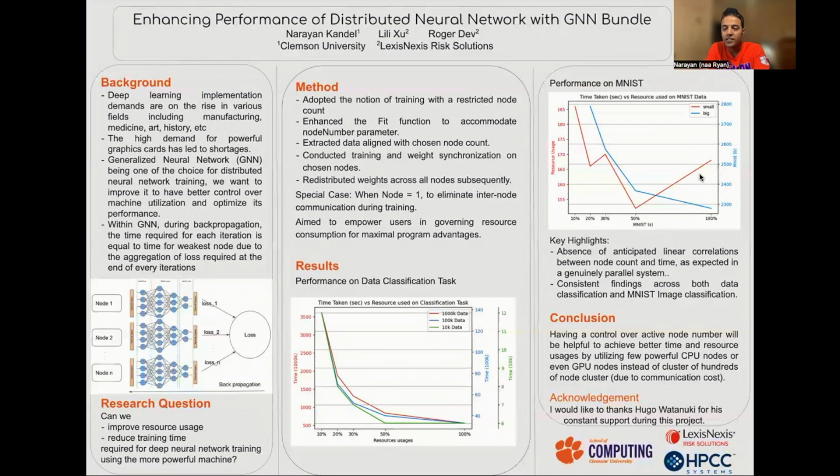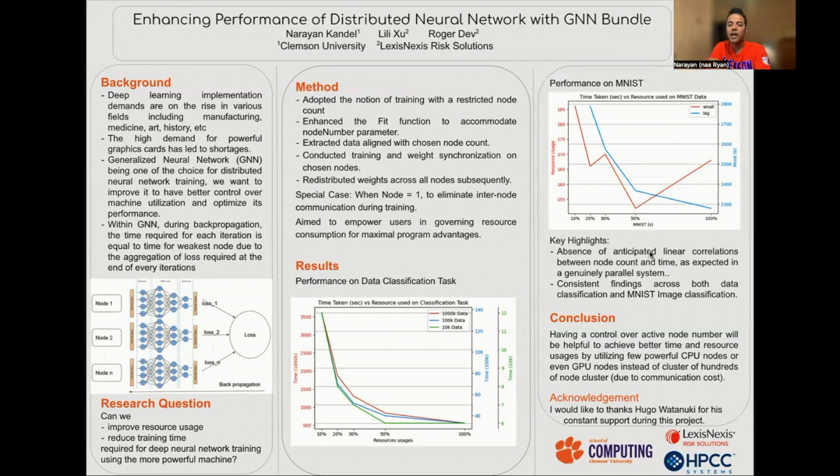For the smaller MNIST, the time when using 100% resources is more than the time when using 50% resources. The reason for that is that when we have a large number of nodes, there is also communication time, which might add extra burden to the overall network. So the highlight is the absence of the anticipated linear correlation between node count and time, as we expect in a general parallel system. This is consistent among both.